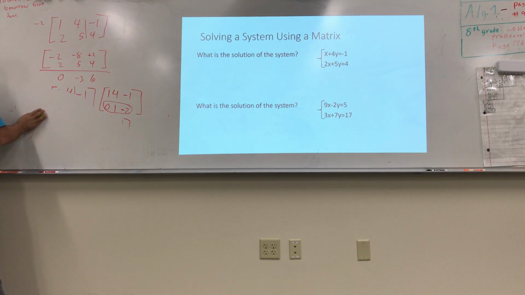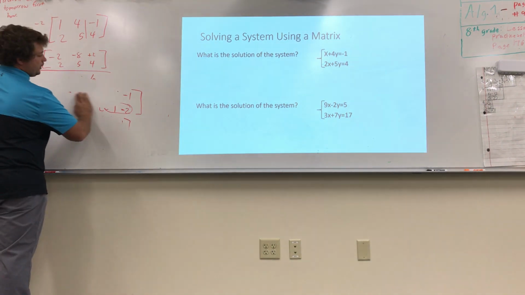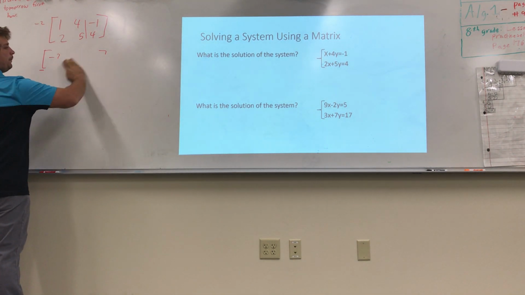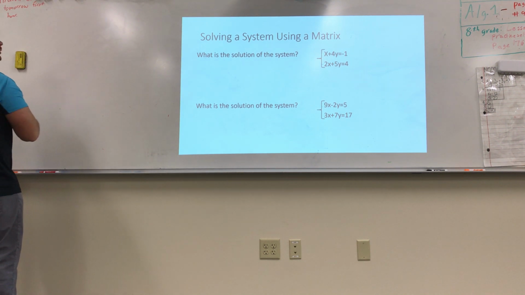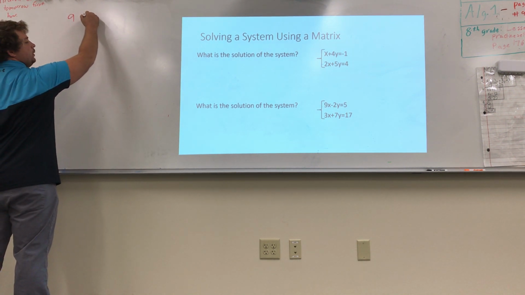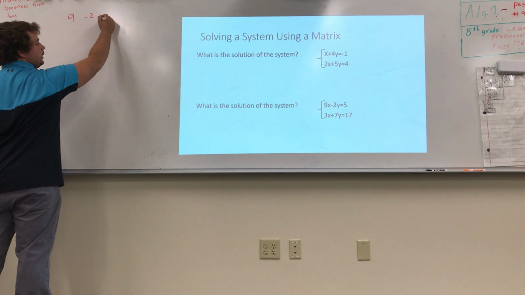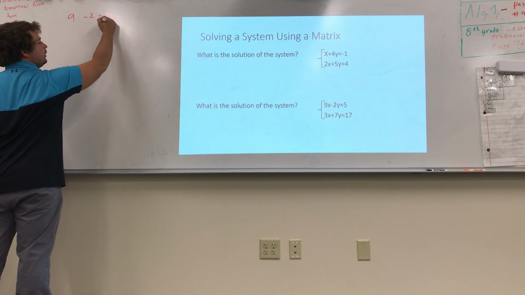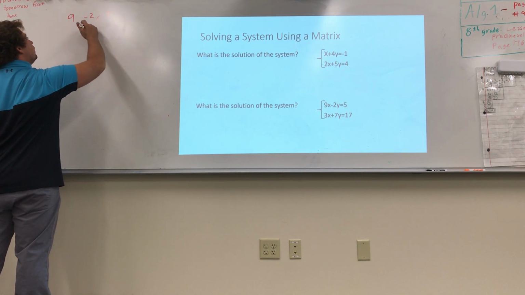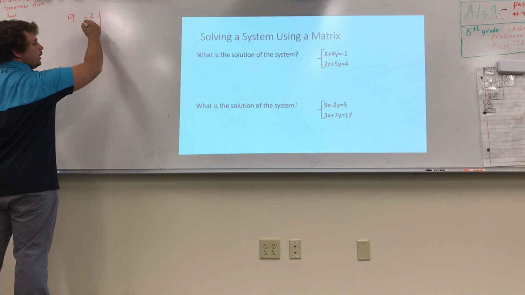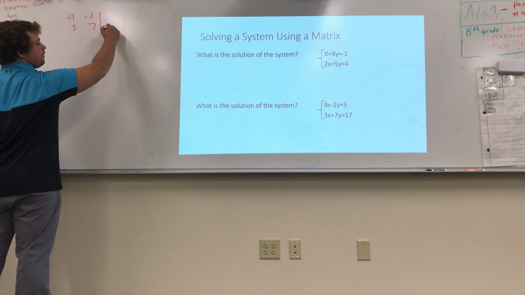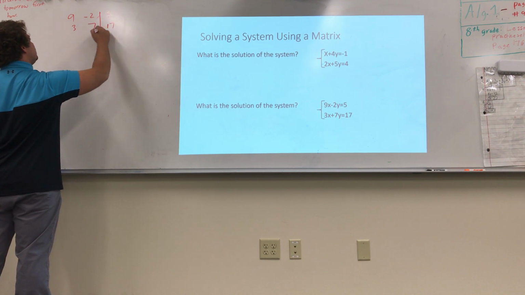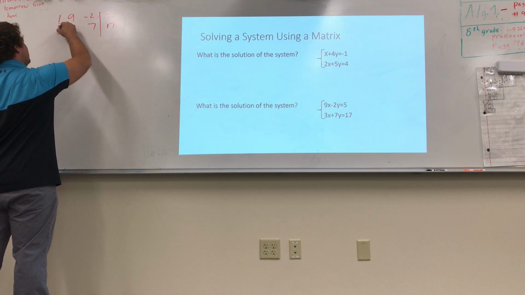This one, the book doesn't have, so we got to figure this out on our own. Okay, so this next one, you would have 9, -2 equals 5. Constant there, you're going to have 3, 7, 17. Okay, that's my matrix.